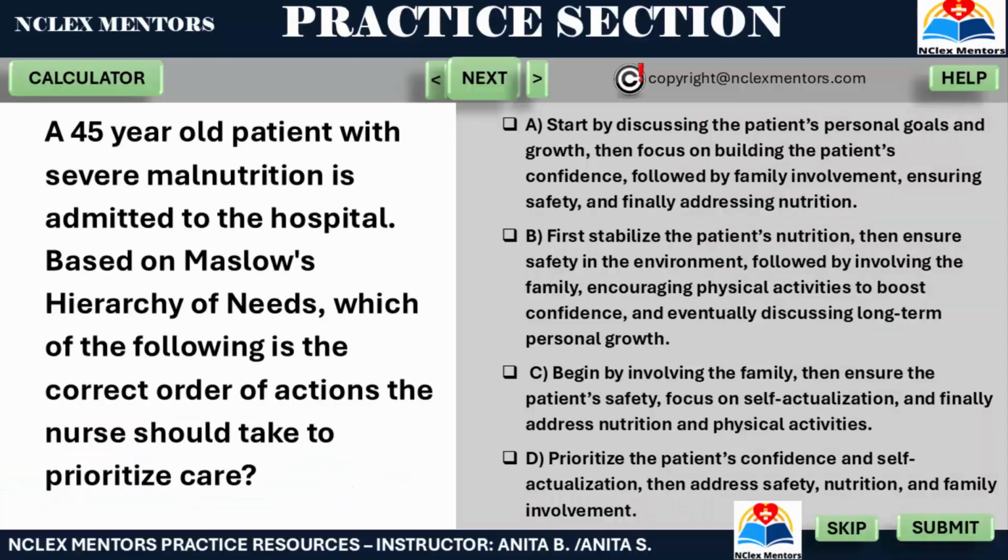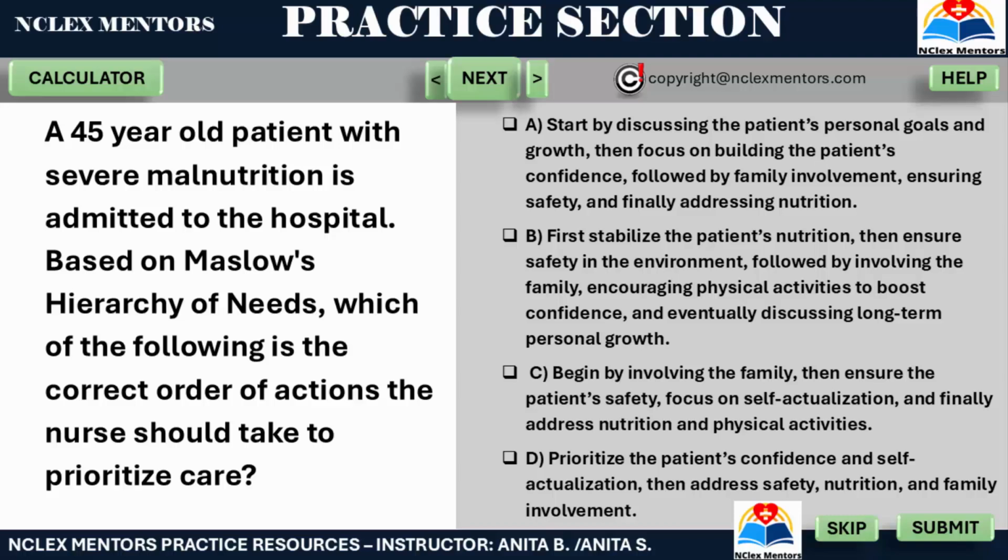A 45-year-old patient with severe malnutrition is admitted to the hospital. Based on Maslow's hierarchy of needs, which of the following is the correct order of actions the nurse should take to prioritize care? The options given to you on the screen are: Option A, start by discussing the patient's personal goals and growth, then focus on building the patient's confidence, followed by family involvement, ensuring safety, and finally addressing nutrition.